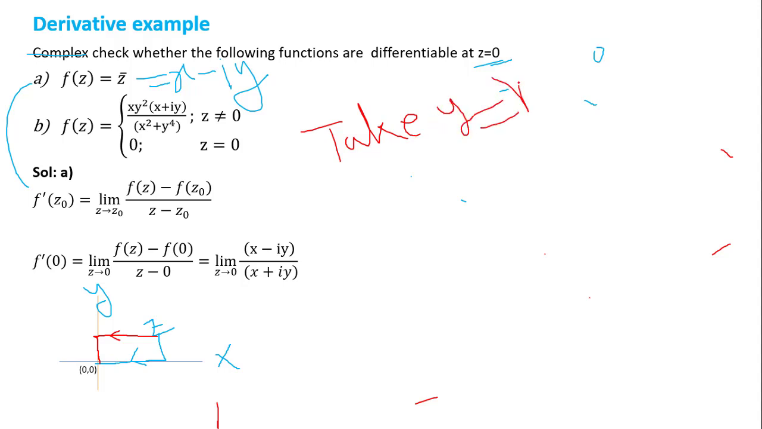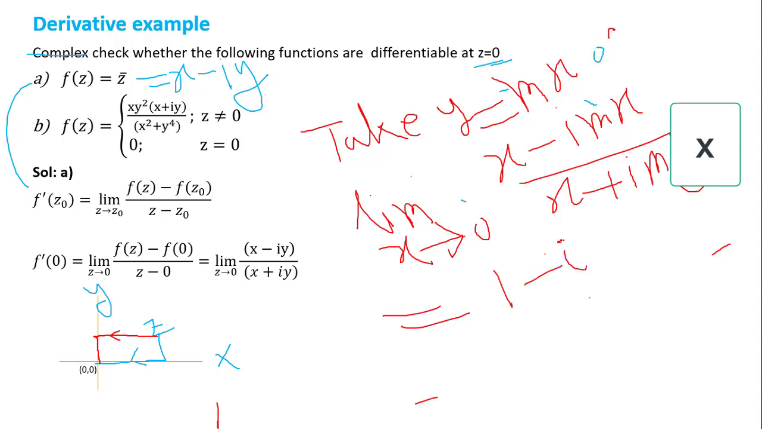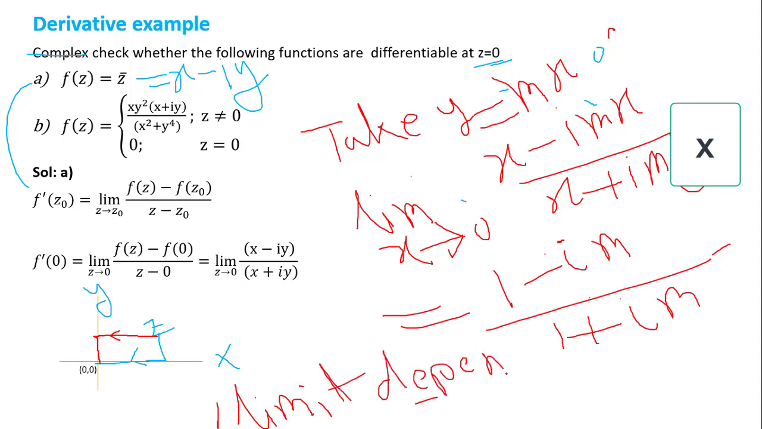Take the path y equal to mx. After taking y equal to mx, all the y will be converted into x, so the limit as x tends to 0 of x minus i mx divided by x plus i mx. The x will cancel out from numerator and denominator, so I get x minus iota m divided by x plus iota m. Now for different values of m, I will get different limits. It means the limit depends on m. So since the limit depends on m, the function is not differentiable.